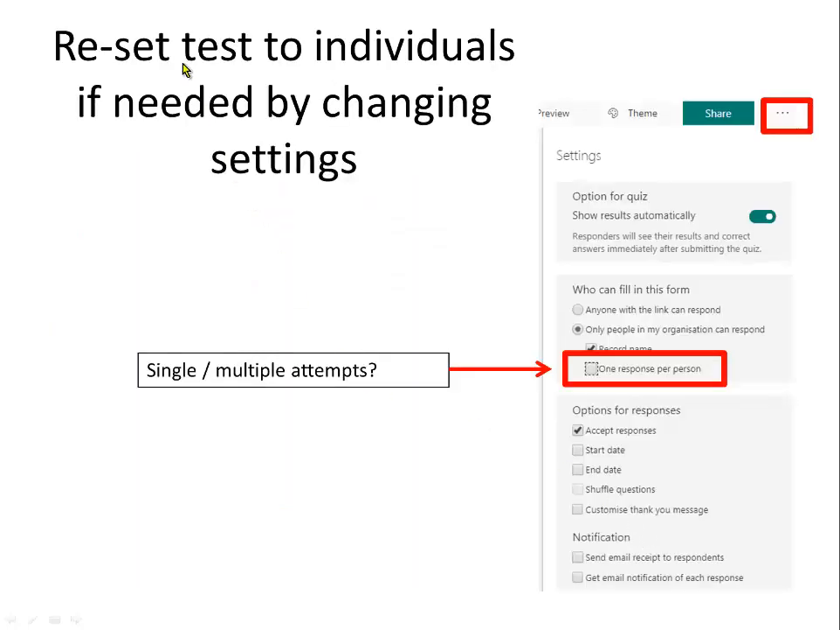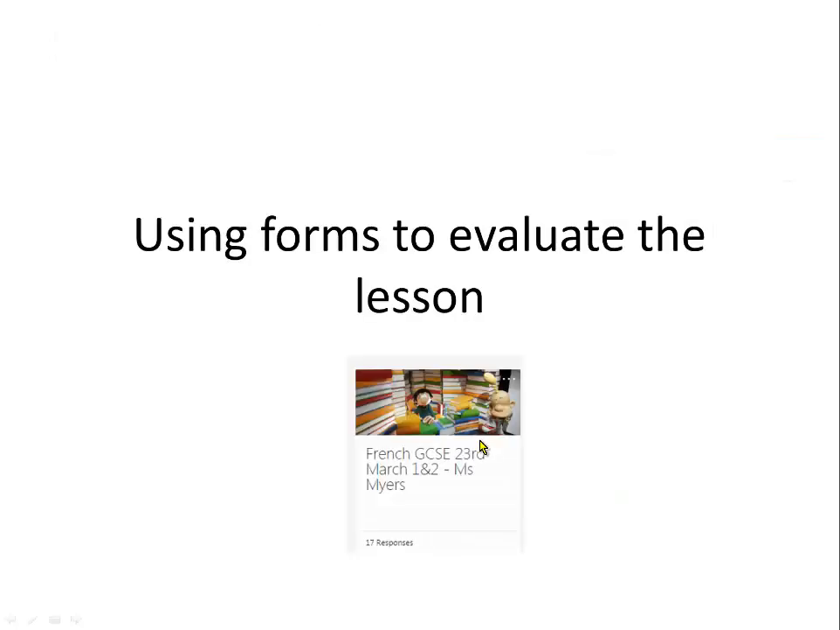And then it could be that you want to reset the test to individuals if they need to, and the way you do that would be to go to that little gold dust, the ellipsis there, and do you remember you clicked it to say you just wanted one response per person? In other words, they couldn't attempt it again. If you just uncheck that, you could then issue that quiz to the person who you really want them to do it again.